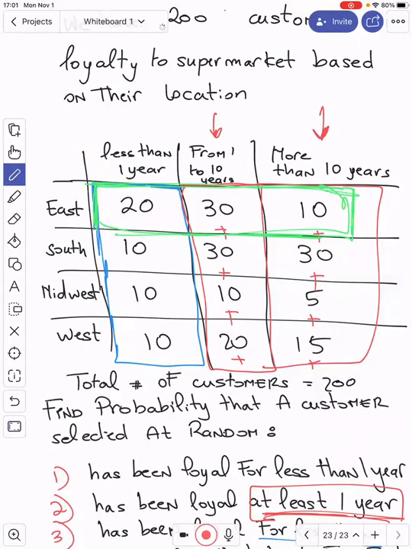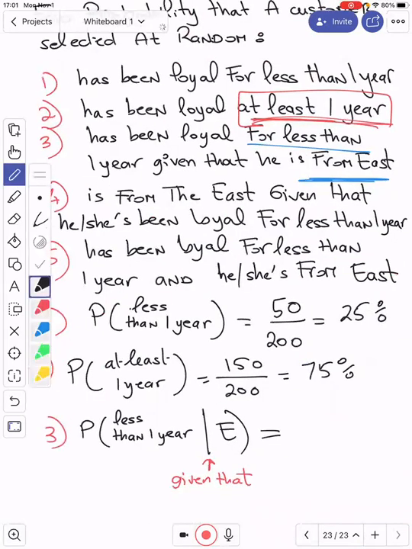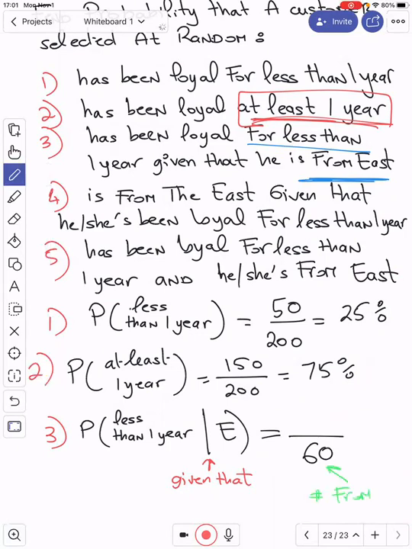Okay, so we need to divide by 60 because we know that the customer is from the East, and we have 60 customers from the East, right? So we need to divide by 60. That's the number of customers from the East. Right? Now, out of the 60, how many have been loyal less than 1 year? Right? We are looking for the probability that this customer has been loyal less than 1 year, given that we know that he or she is from the East.